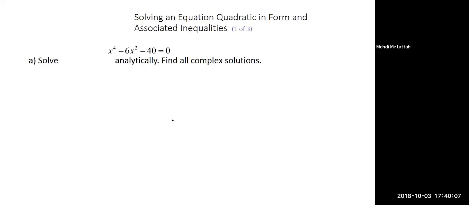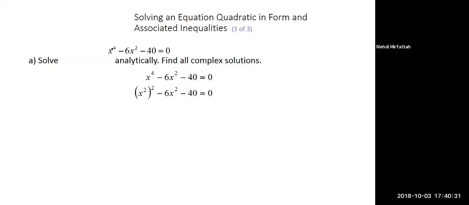So let's take a look at this example. We have x to the power 4 minus 6x squared minus 40. We want to solve this equation and find all the solutions. It could be a complex solution here. It says find all complex solutions, so that gives you a hint that you would get some complex solutions. So let's take a look.